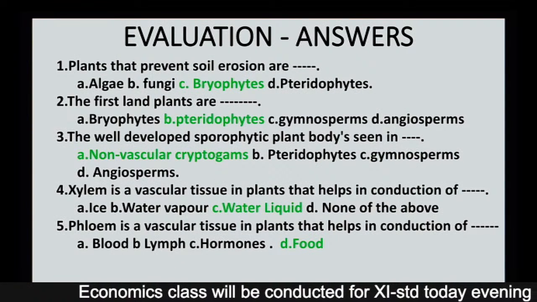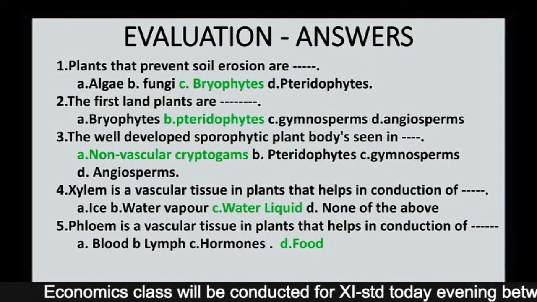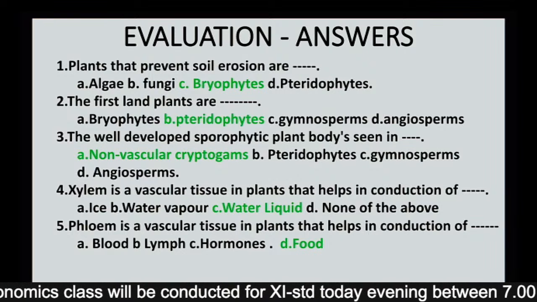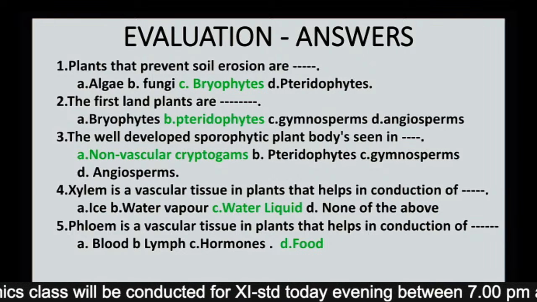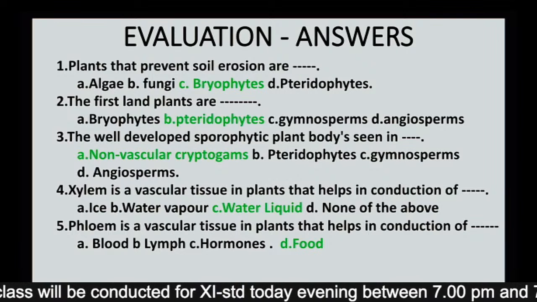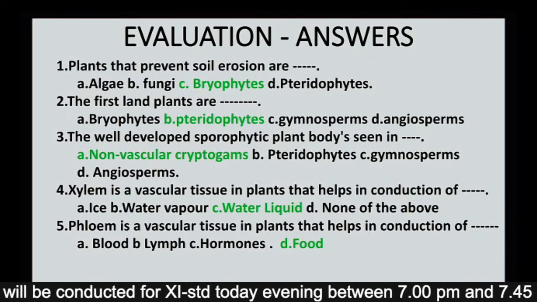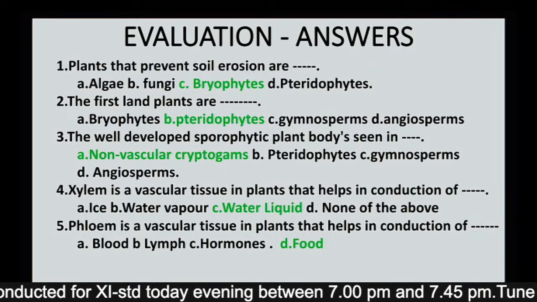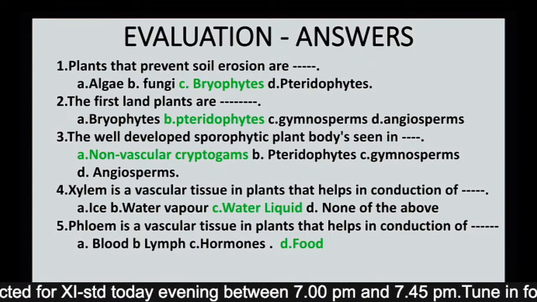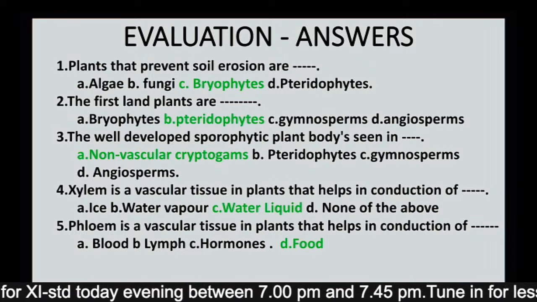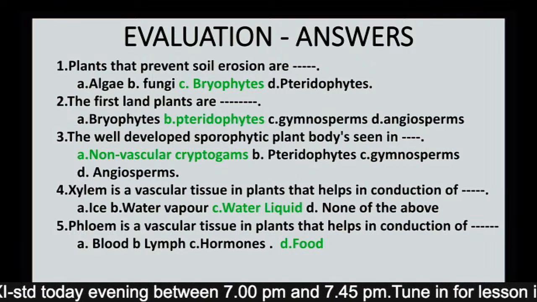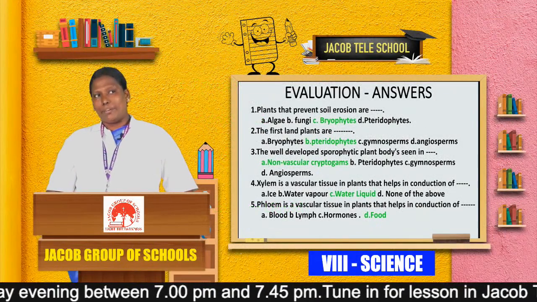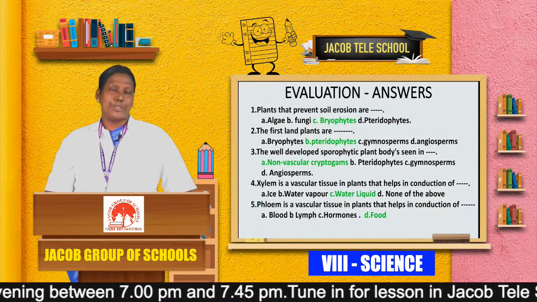Plants that are able to prevent soil erosion are called bryophytes. The first land plants are called pteridophytes. The well developed sporophytic plant body we can see in all the non-vascular cryptogams. Xylem is a vascular tissue that helps the plant to conduct water in the form of liquid, and phloem is a vascular tissue of a plant that helps in conduction of food. So in plants the vascular tissues are xylem and phloem, in animals the vascular tissue is blood.